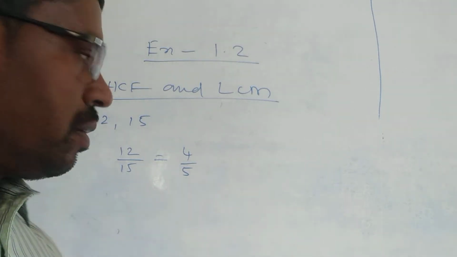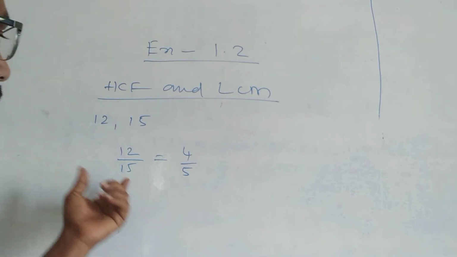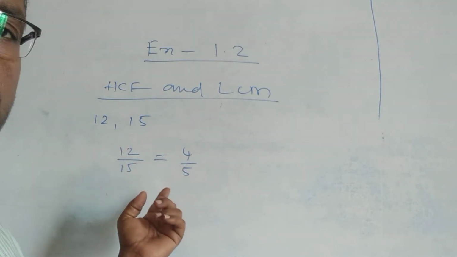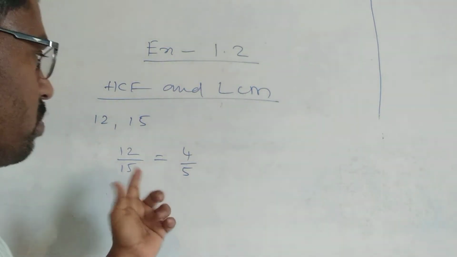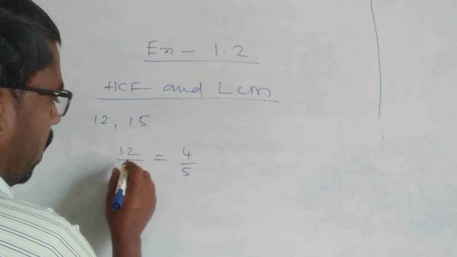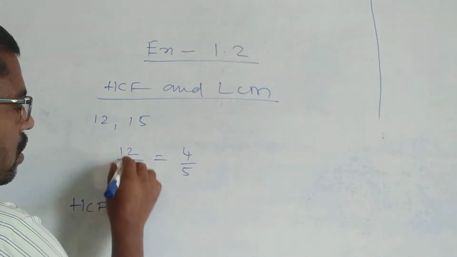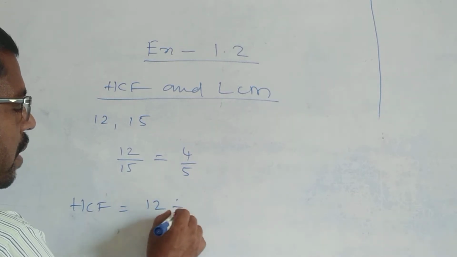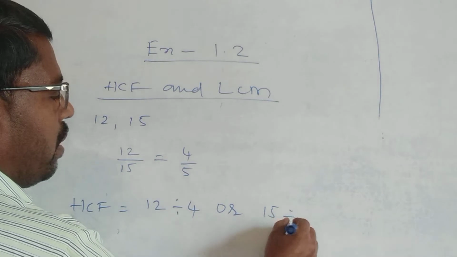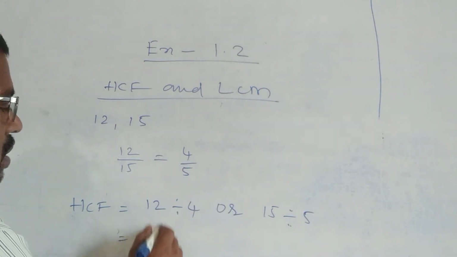Children, by using Vedic mathematics shortcuts, you can find out the HCF and LCM of 12 and 15 first. I will explain in the simplest manner. First of all, you can test the HCF like this: 12 divided by 4 or 15 divided by 5. Any one you can take. The answer is the same.